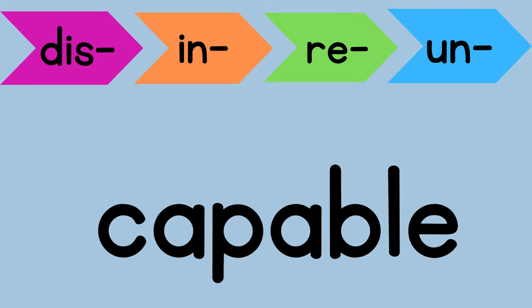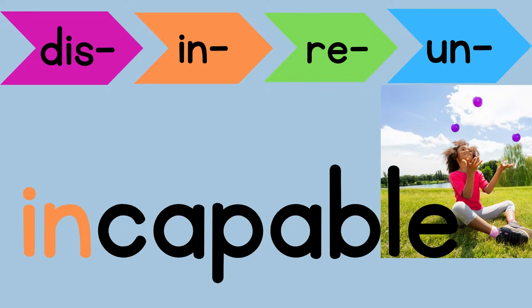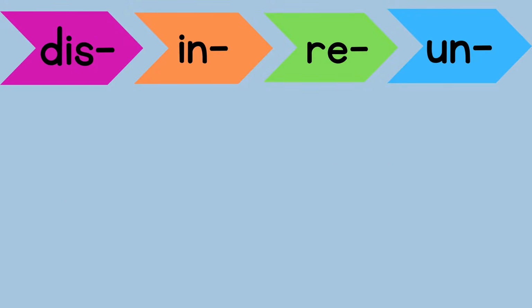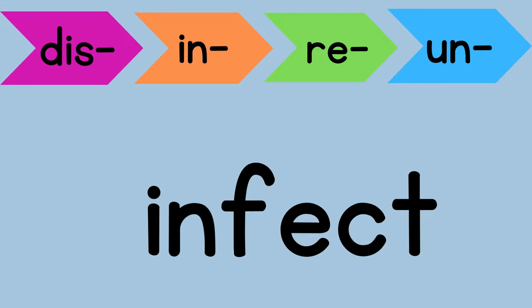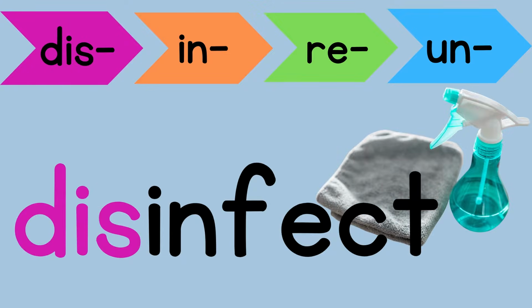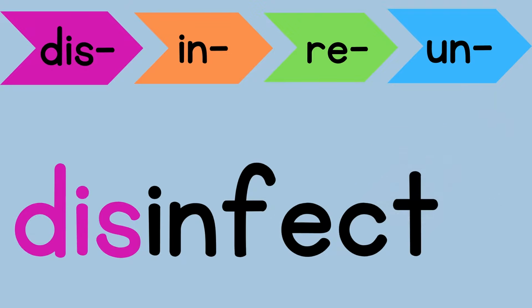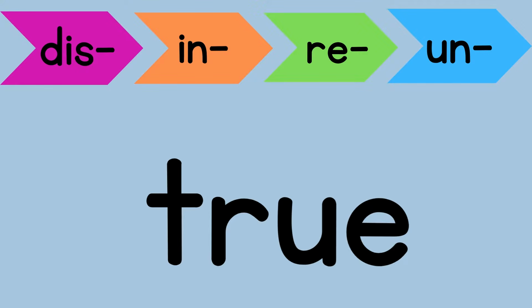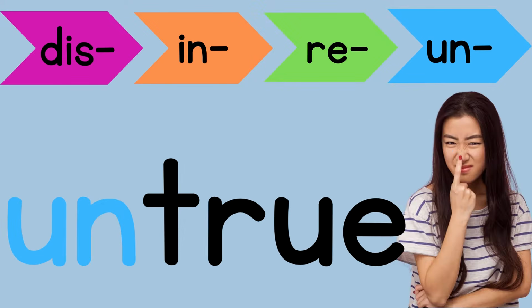Capable. Capable means able to do. What prefix makes this word mean not able to? Incapable. Infect means to spread an illness. What prefix should we add? Hint, it's not in. Disinfect. True. Which prefix should we add here? Untrue.